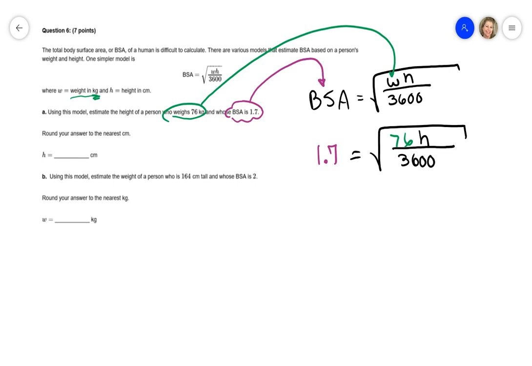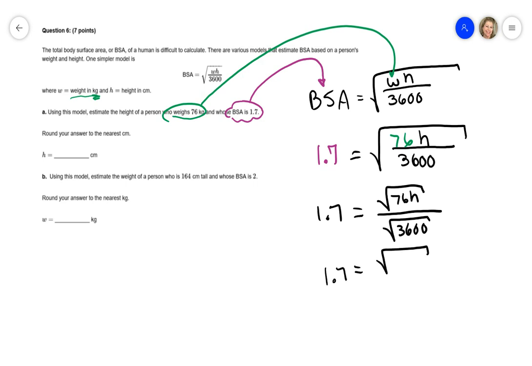Now, when you have the square root of a fraction like that, you can actually break it up and take the square root of the numerator over the square root of the denominator. The reason I did that is because I can actually take the square root of 3600. The answer would be 60. So I'm still going to have the square root of 76h, but now it's all over 60.